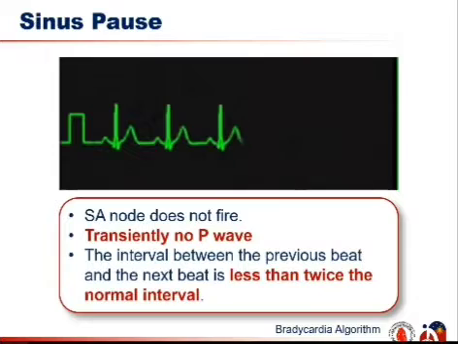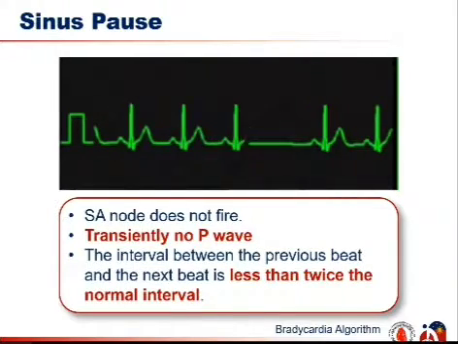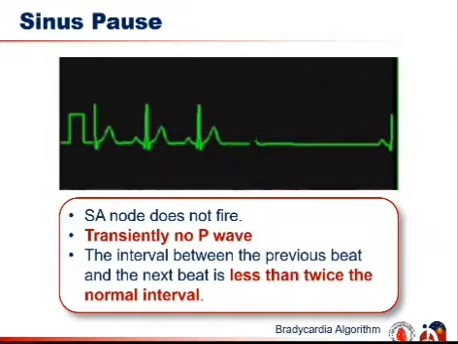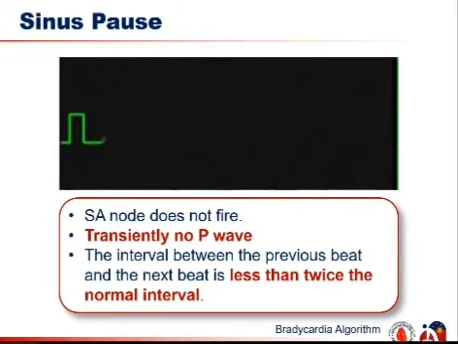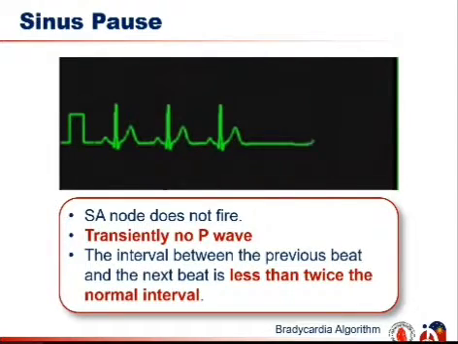A sinus pause or arrest is defined as a transient absence of sinus P waves on the electrocardiogram that may last from 2 seconds to several minutes. This abnormality is an alteration in discharge by the sinoatrial pacemaker, and as a result, the interval between the previous beat and the next beat is less than twice the normal interval.